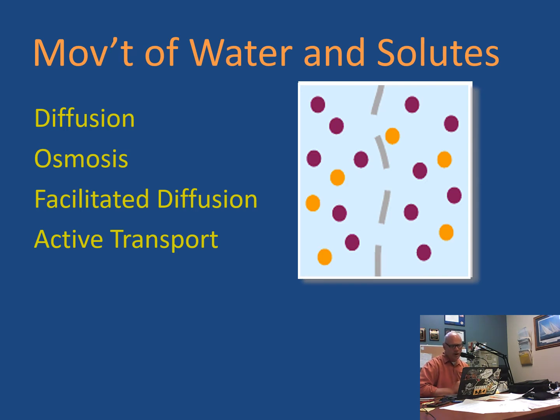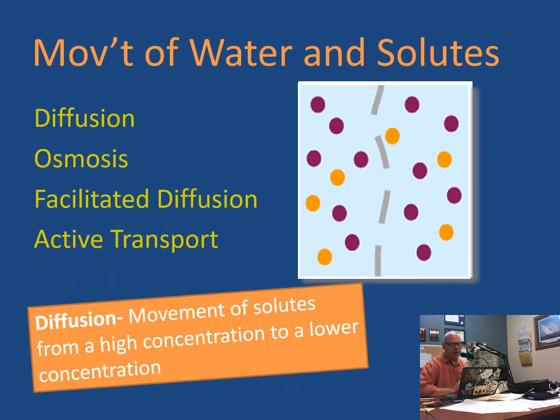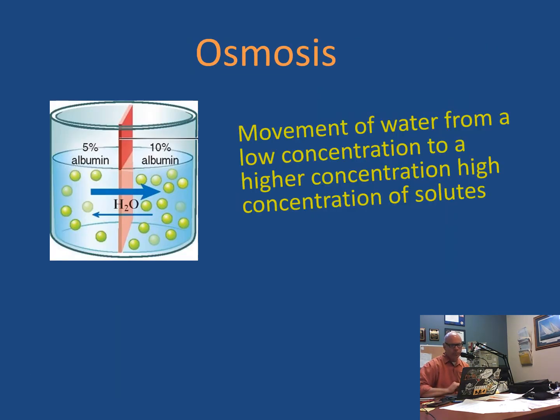So when we're talking about diffusion, it's going to be the movement of solutes, and the solutes are going to move from a high concentration to low concentration. And then when we deal with osmosis, osmosis is going to be movement of water, and that's going to go from a low concentration to a high concentration. So it's a little bit of an opposites day from diffusion.